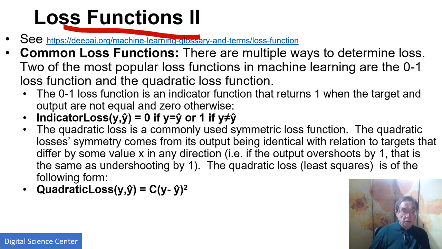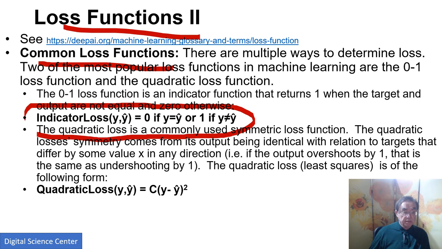Here we have some more comments. What are the loss functions? Well, here is one you'd use for categorization where the answers are 0 or 1. You just put the loss equal to naught if they're equal and 1 if they're not equal. And you want to try to make the indicator loss to be 0.